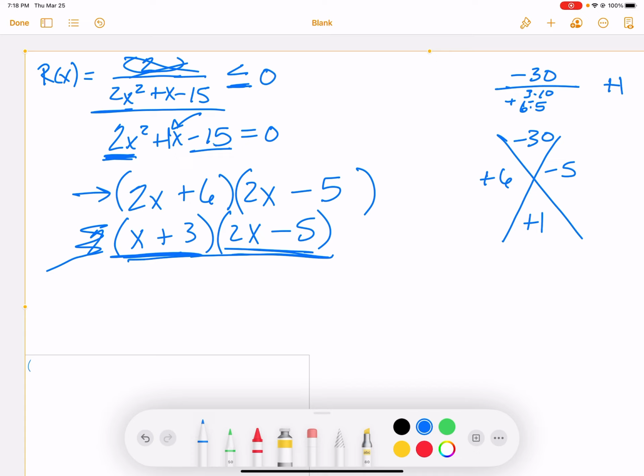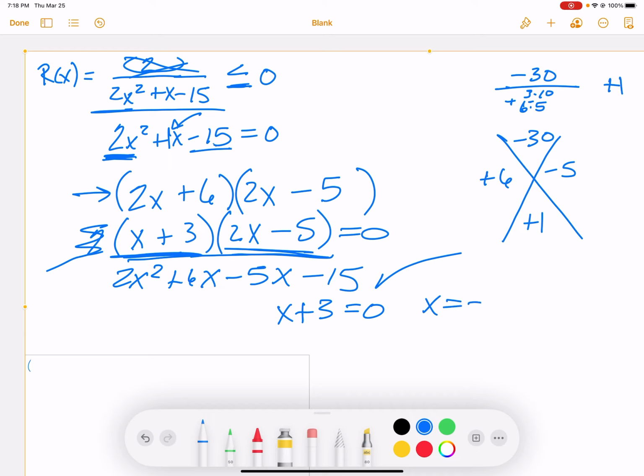Now, if you want to do a quick check, you can. Let's do 2x squared plus 6x minus 5x minus 15. Check. So now let's go ahead and finish solving for 0. We've got x plus 3 equals 0, so x equals negative 3. And we have 2x minus 5 equals 0, so x equals 5 halves.